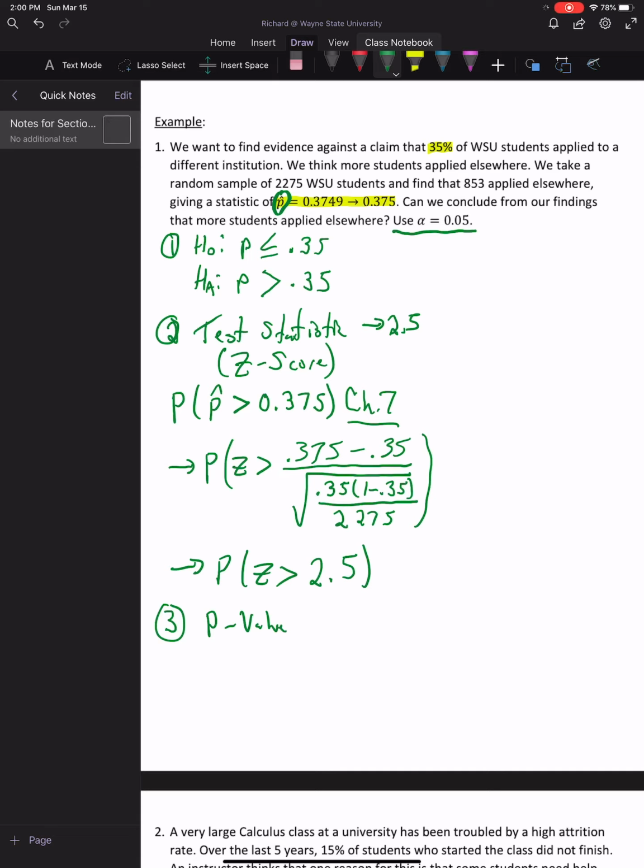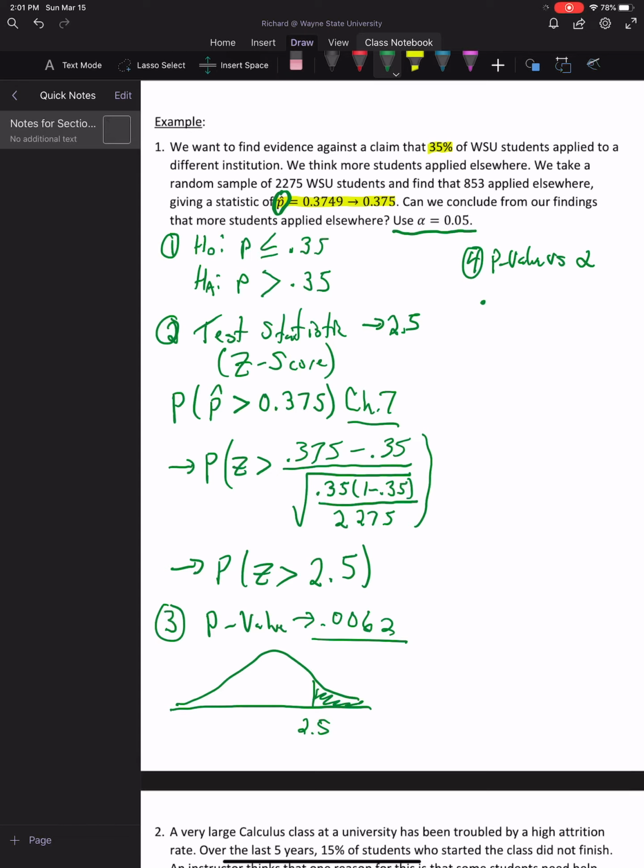Okay, so the next thing we have to do is get the p-value. Now clearly, this being greater than, remember that is an area to the right. So 2.5 is somewhere here. You've got a couple of ways to get area to the right. Again, you can look up negative 2.5, which would be by symmetry, or you could look up the 2.5 and get the value. Either way, the p-value that we're going to get is 0.0062.